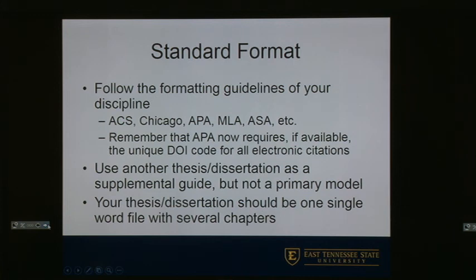Okay. So follow the formatting guidelines for your discipline: American Chemical Society, Chicago Manual of Style, American Philosophical Association, Modern Language Association, et cetera, et cetera. Remember that the APA now requires, if available, the unique DOI code, the digital object identifier, for all electronic citations. I think most of them now do as well. I think APA is the most commonly used one. Use another thesis or dissertation as a supplemental guide, but not a model. Make use of Digital Commons. You can download something, take a look at it.